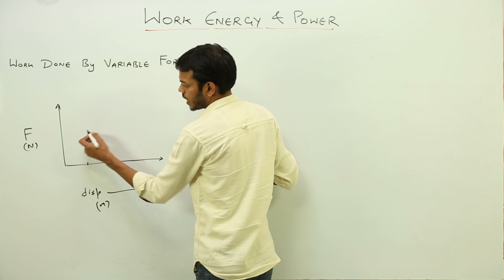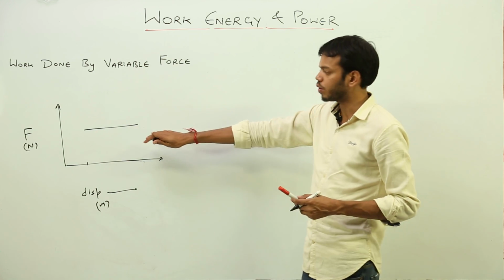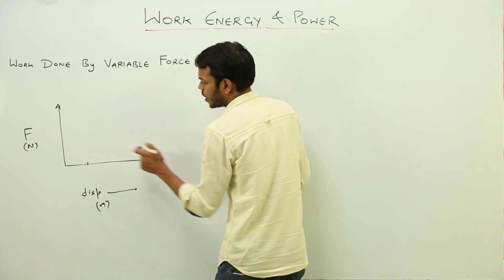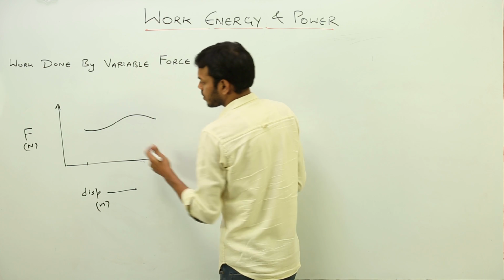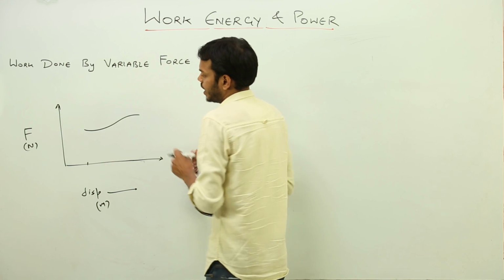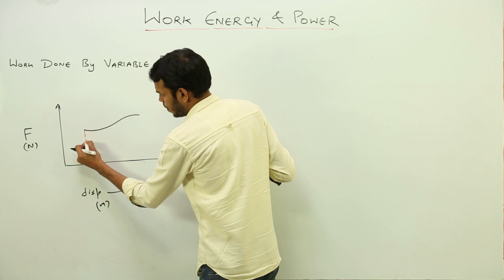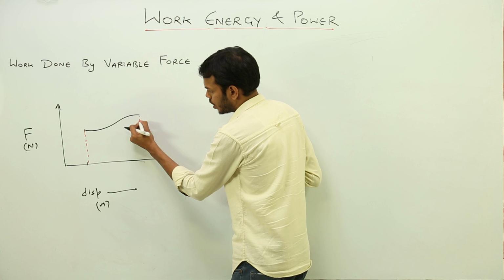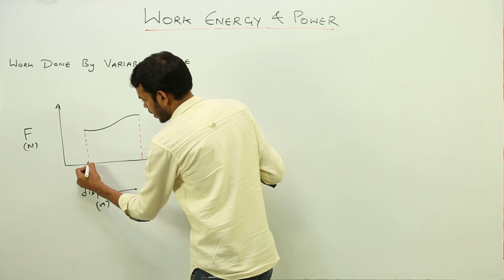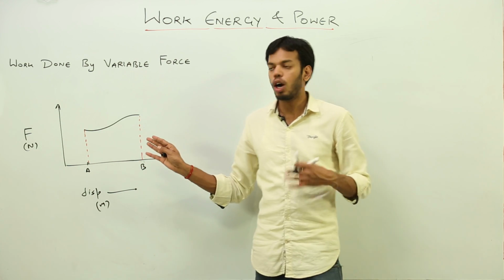Force is not constant. A constant force would have been a straight line, right? This is a constant force without any change. But in case of variable force, the force could be anything, okay? So in this case we have to find the value of work done for displacement from this point to this point, that is points A and B.